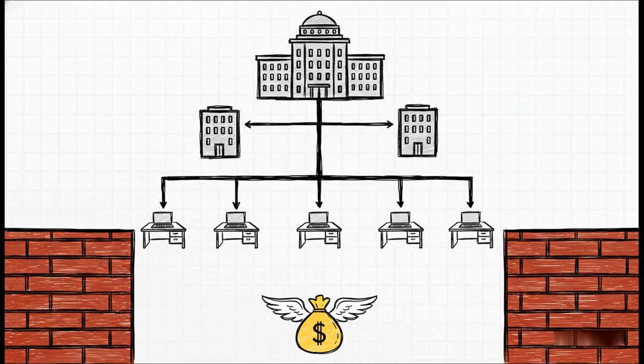AWS Organizations is exactly how you centrally manage multiple AWS accounts. You've got the root at the very top, which breaks down into organizational units, or OUs. Just think of these as your branch departments. Inside those OUs are member accounts for the individual offices.